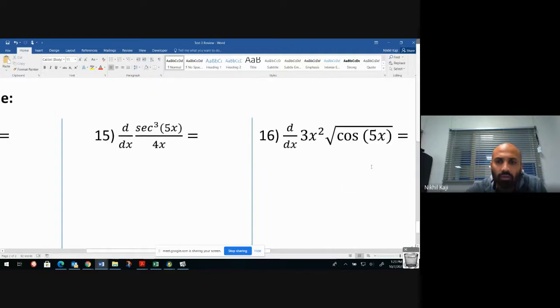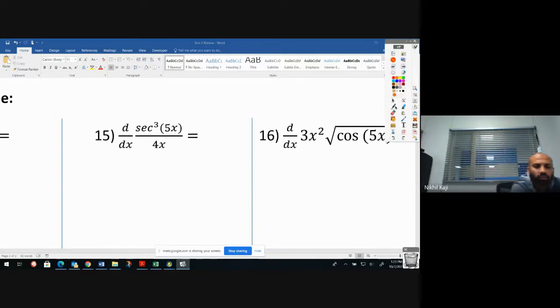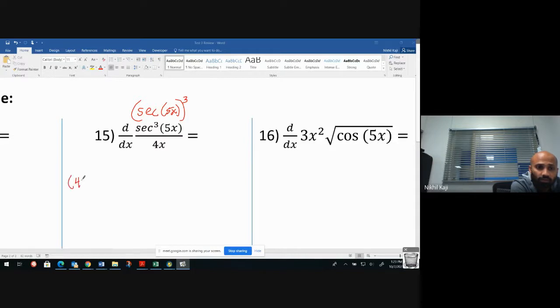All right, here's another one. So here, let me rewrite this as secant 5x all to the third power. All right, so the derivative of this, we'd have to do quotient rule, which is g f prime, so that's chain rule, 3, leave the inside the exact same, times the derivative of this inside.